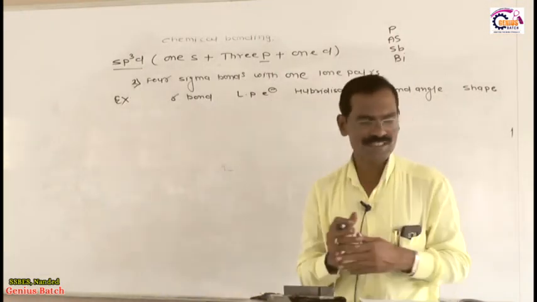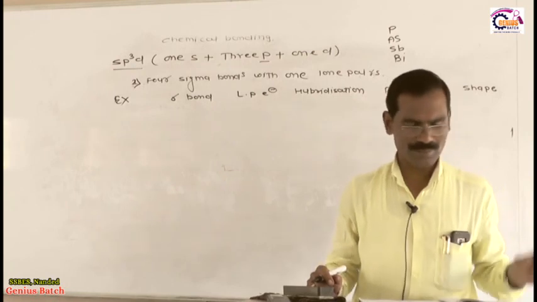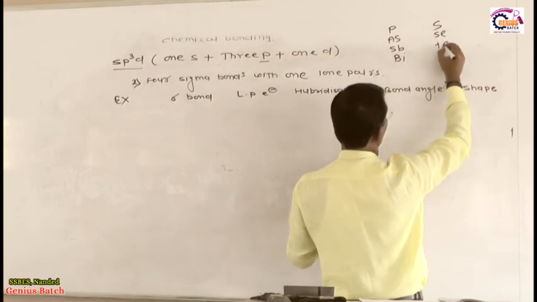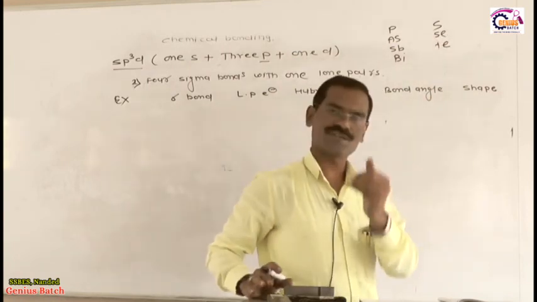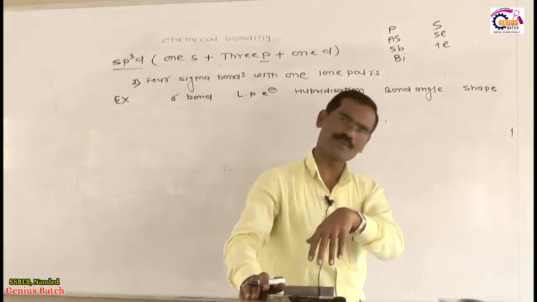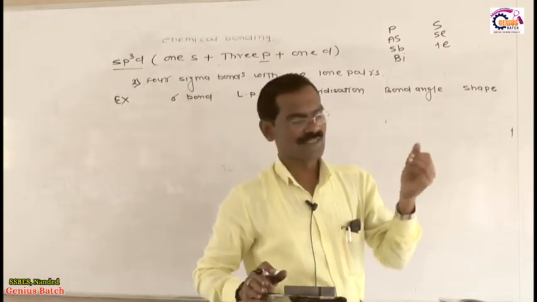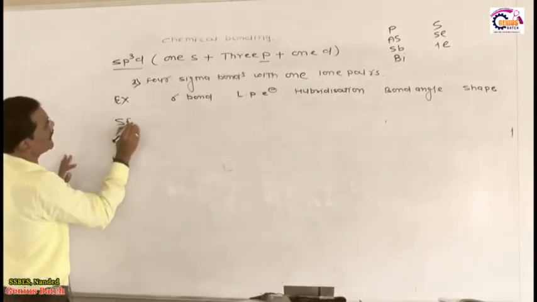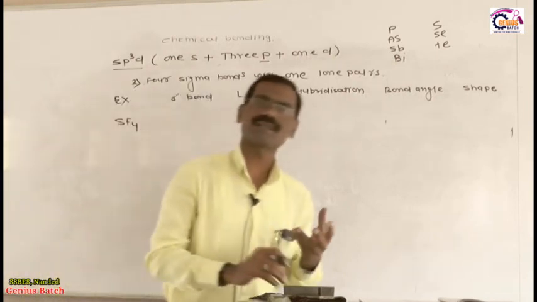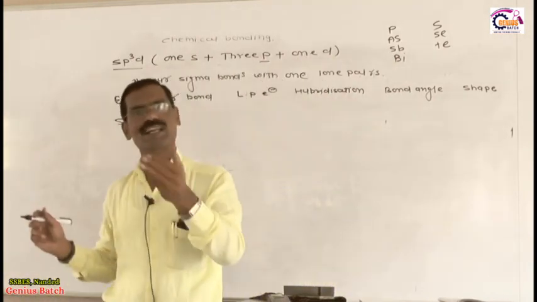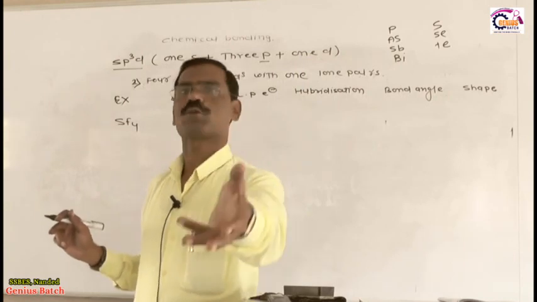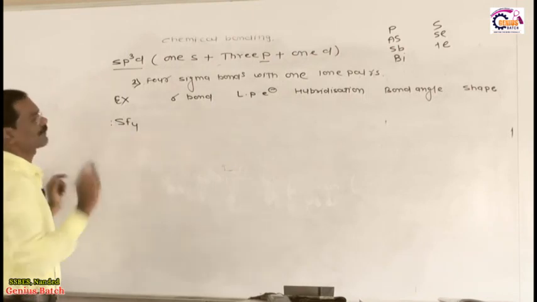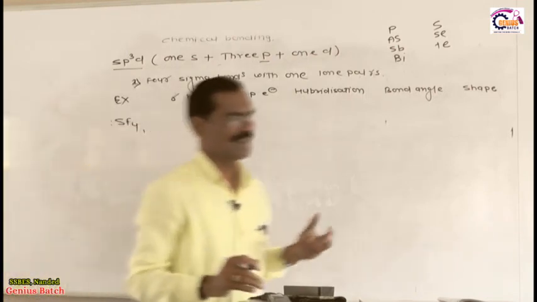So which are the examples of 4 sigma bonds with 1 lone pair? Listen very carefully. Sulfur, selenium, tellurium and so on. These are the elements of the oxygen family, but we cannot consider oxygen due to non-availability of d orbital. Suppose I give you SF4. The valence shell of sulfur contains 6 electrons, but only 4 electrons participate to form 4 covalent bonds with 4 fluorine atoms. That's why 2 electrons remain, and that is called the lone pair of electrons. The first example is SF4.